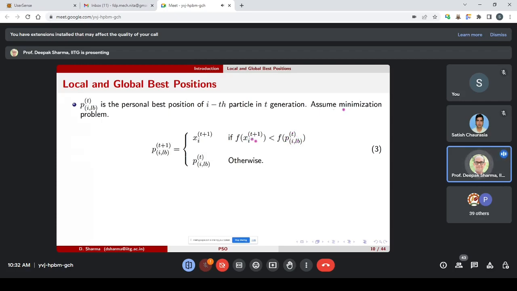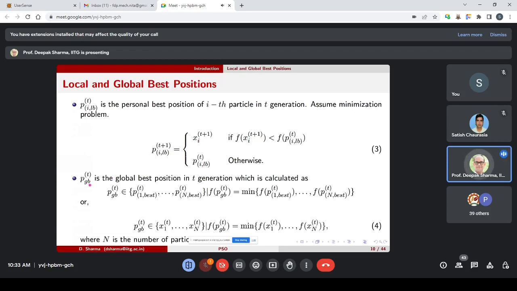Here we are assuming that we are solving a minimization problem, so that's why we have used the smaller-than sign. If the fitness of the new position is better than the local best, we update the local best for iteration t+1 as the new position. If it is not, then the local best will remain the same. So you will realize that when we run PSO, the local best may not change for a few iterations until we get a better solution than the local best.